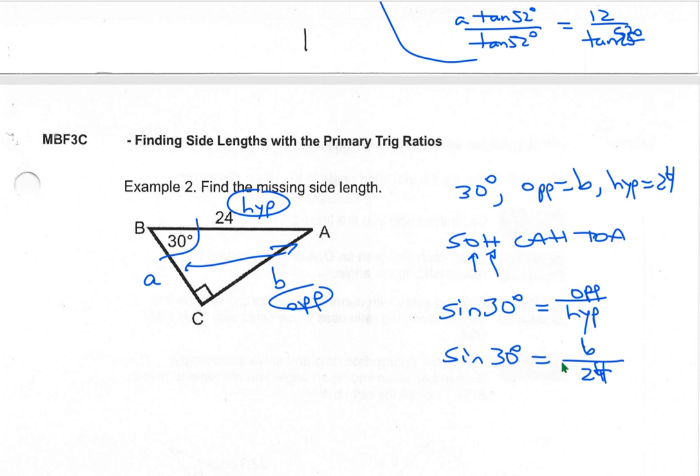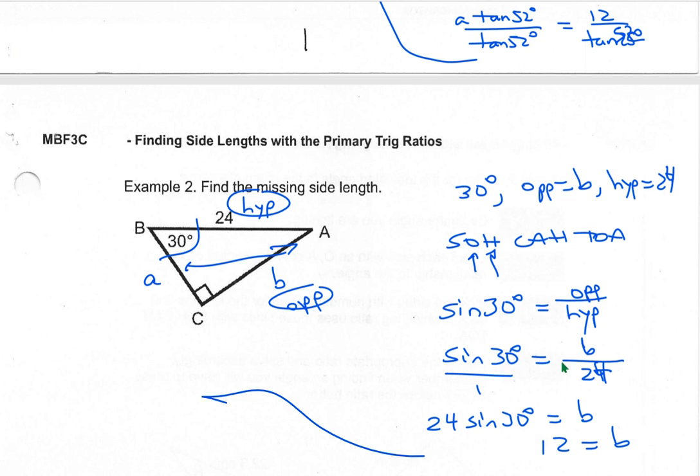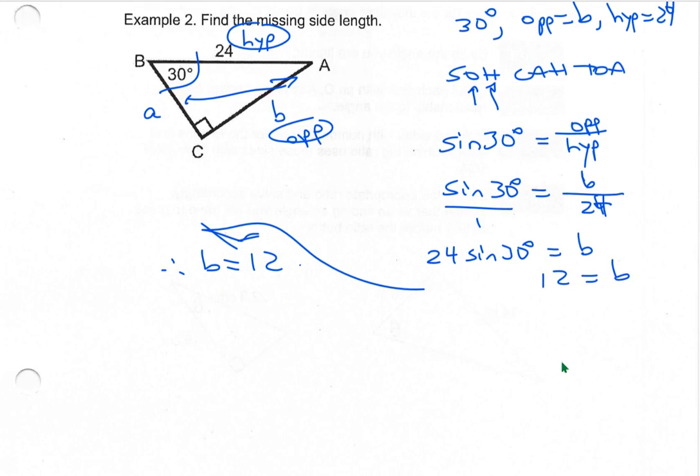Okay, now this is over 1, so cross multiply. 24 sine 30 degrees equals 1 times b, which is just b. And so b equals, and just put this into the calculator all in one step, 24 times sine 30, which is 12. Therefore, b equals 12. Okay, and I can do the same kind of thing for little a.